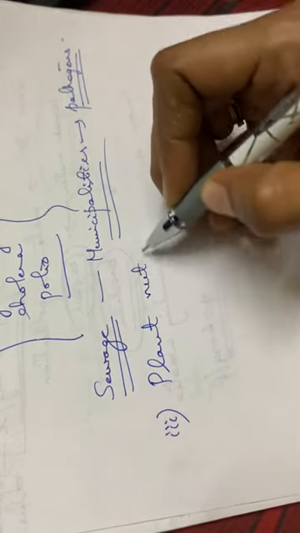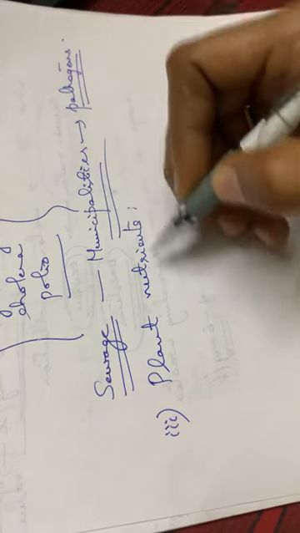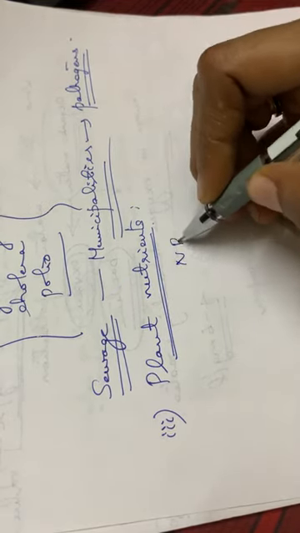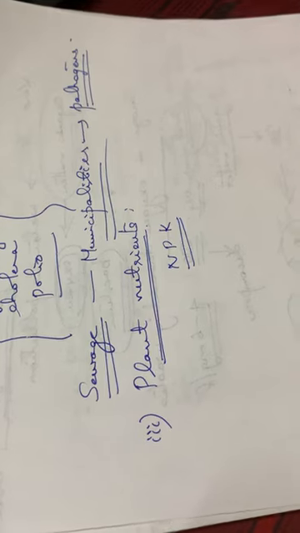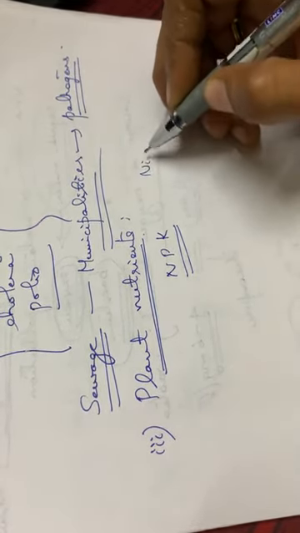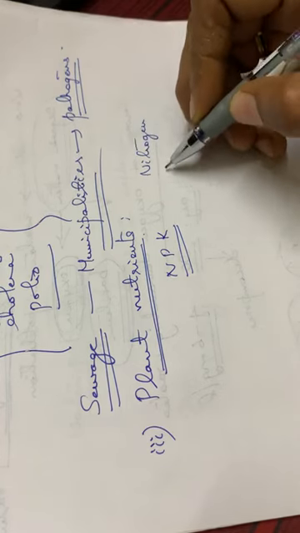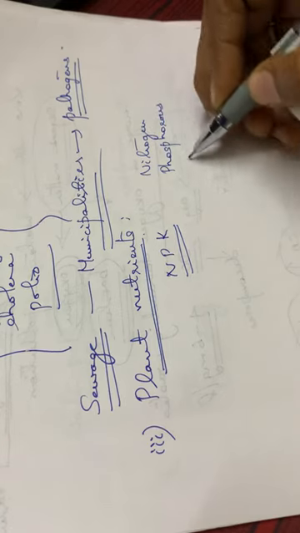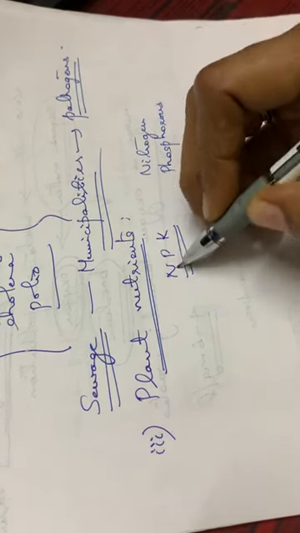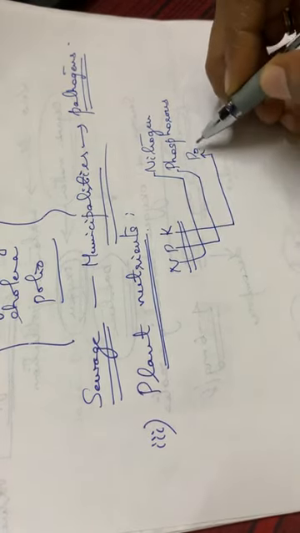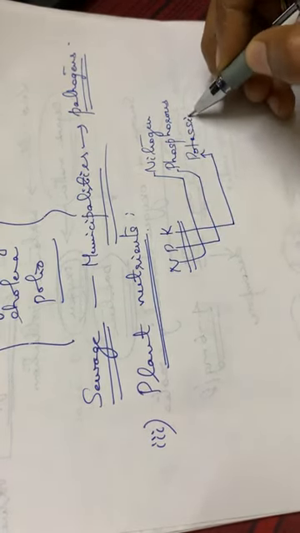Plant nutrients. You all know we put some fertilizers for our plants, isn't it? These fertilizers will be a mixture of NPK. Have you heard of NPK mixture? NPK mixture means it is a fertilizer: N for nitrogen, P for phosphorus, and K for potassium.